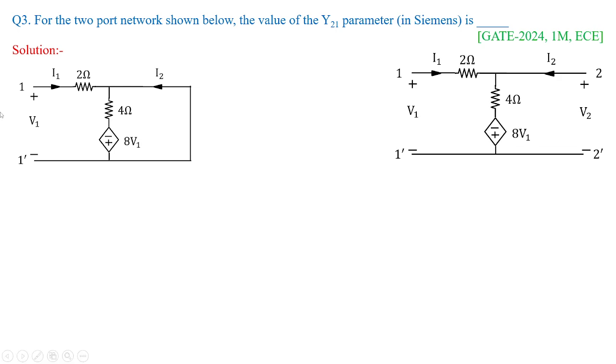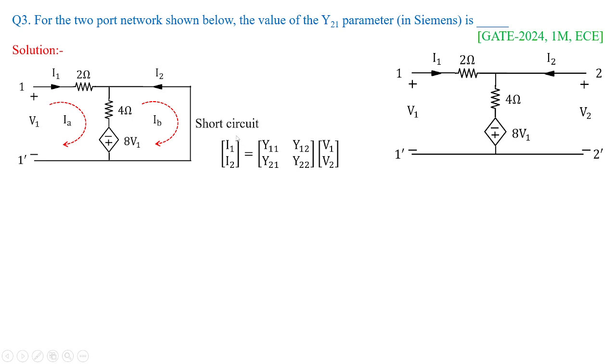So first, we'll take port 2 dash and short circuit it. While short circuiting this particular port, let us assume two loop currents as IA and IB, both in the clockwise direction. You know the admittance parameters are given by the standard equations for I1 and I2 in terms of V1 and V2. We know that I1 is equal to IA, which we have assumed clockwise, whereas I2 is equal to minus IB, and I'm treating this as equation 1. Done. So this is our first assumption.